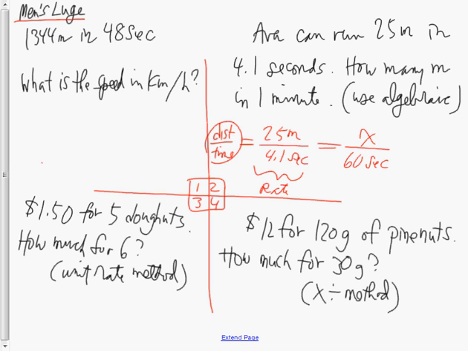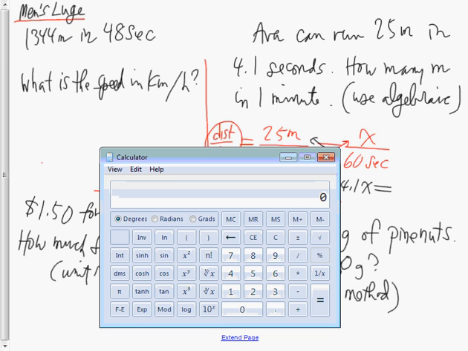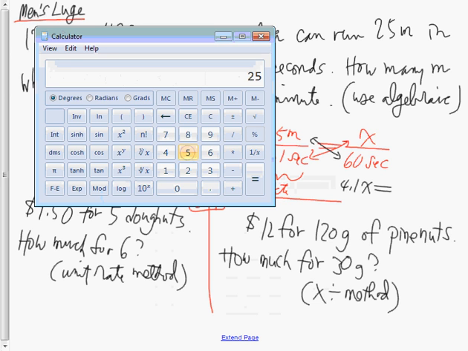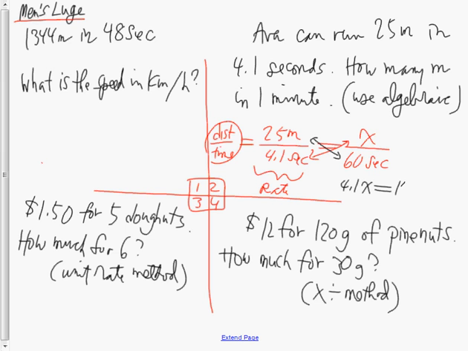So the algebraic method says if you multiply across the equal sign towards your variable, you will create one side of an equation. In this case, I'll create 4.1x is equal to, and then I have to multiply the other way to get the other side of the equation. And I'm going to do 25 times 60, which is, I think, 1,500, but we'll do it anyway. So 25 times 60 is 1,500. So by multiplying this way first, I create this side of my equation. And by multiplying the other way across the equal sign, I create my other side of the equation.